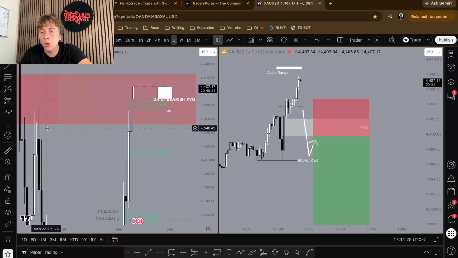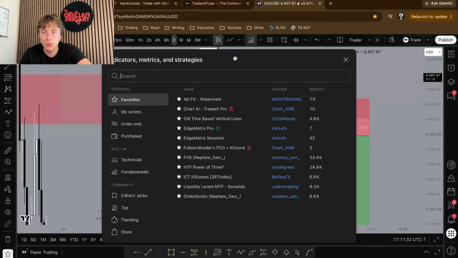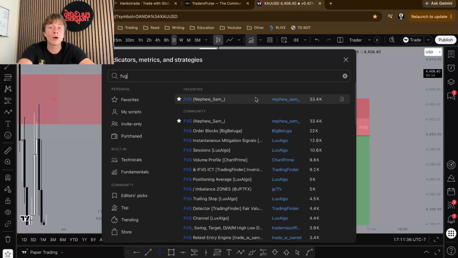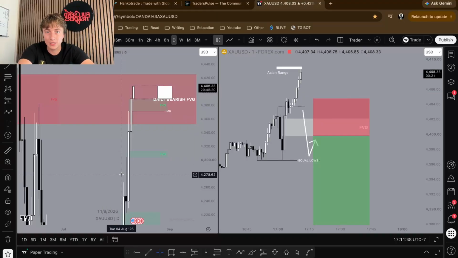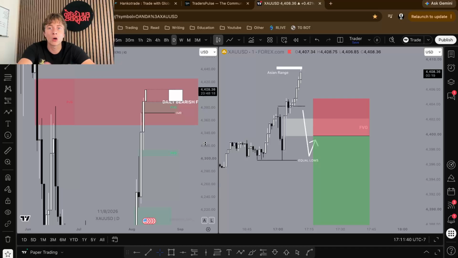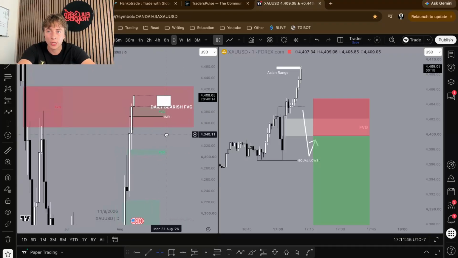And again, if you guys don't know what fair value gaps are, you can search on your indicators tab on TradingView. You can search up FVG and use this indicator. It will mark out every single FVG that you need to know, especially in the beginning when you aren't sure how to mark them out yet. It'll be helpful so you don't make mistakes in terms of marking them out.